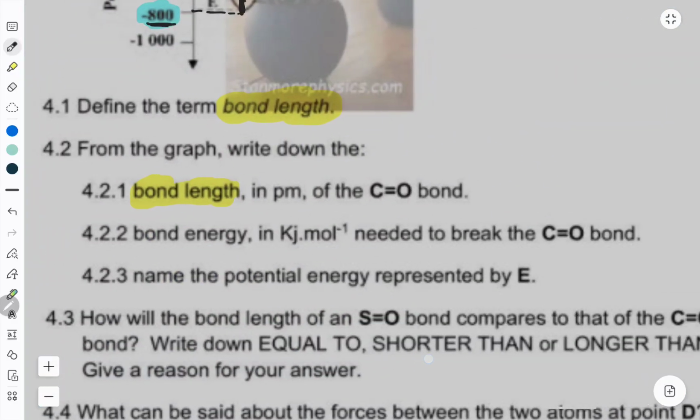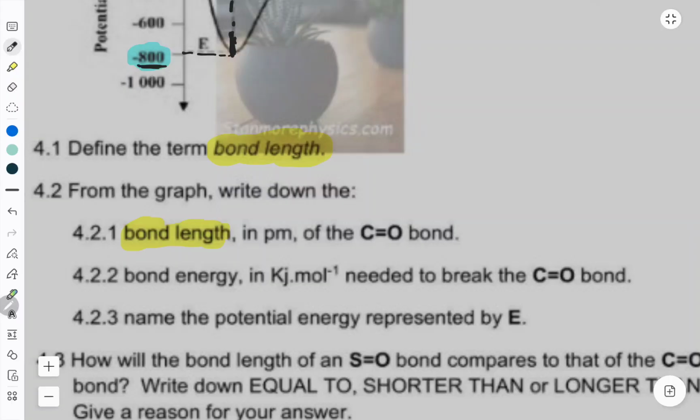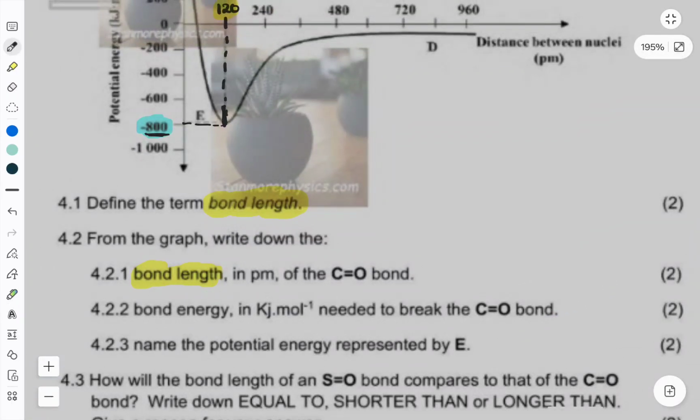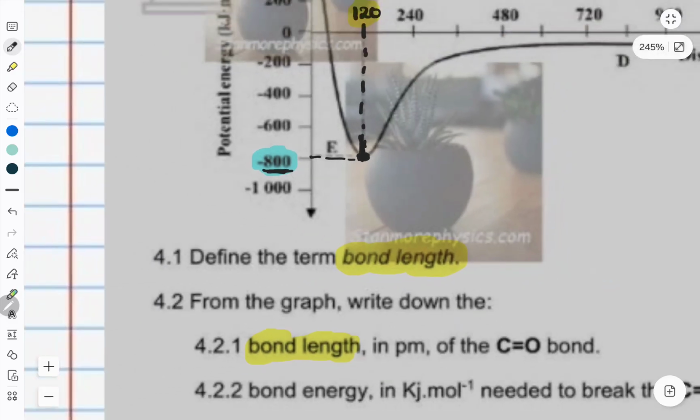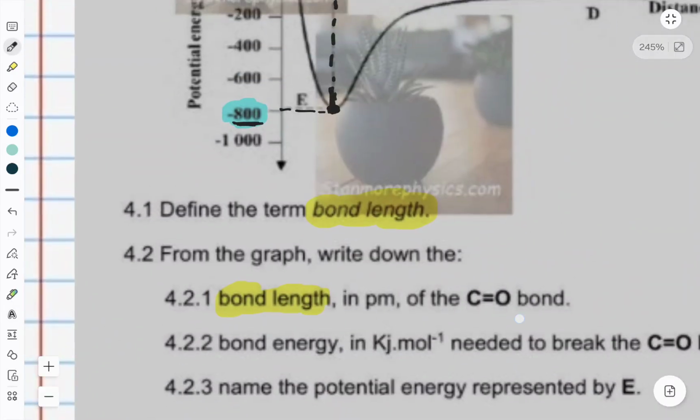4.2.2 asks for the bond energy in kilojoules per mole needed to break this carbon to oxygen bond. Remember what we said at point E? That's where the energy that was released to form the bond is found. At the same time, that very same energy is what we would need to break this bond. So this is the 800. It's found at the lowest possible point of the curve.